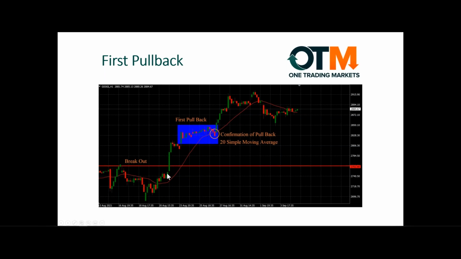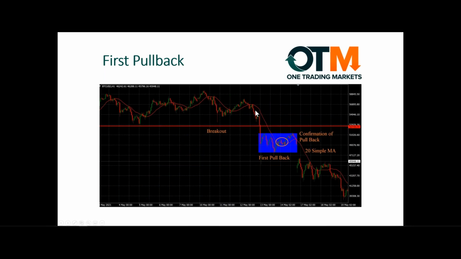So again, breakout, no retest. We saw the moving average going up. The market was pulling toward the moving average. Any touch of the moving average, this is a good indicator to buy. And again, the take profit are the nearest highs and lows for us.